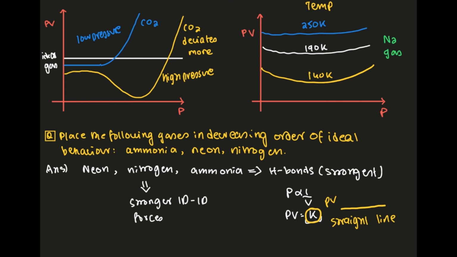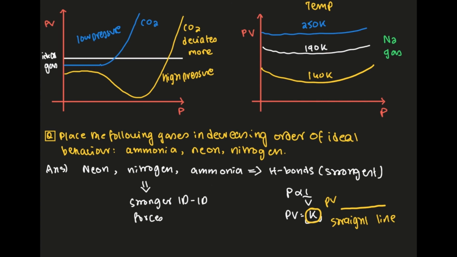Now let's look at a question. The question is, place the following gases in decreasing order of ideal behavior. So for the examples, we have ammonia, neon, and nitrogen, right? So if you put these in order, you're going to get neon, nitrogen, and ammonia. Now, why is nitrogen going to be after neon? Why is it going to be less ideal?